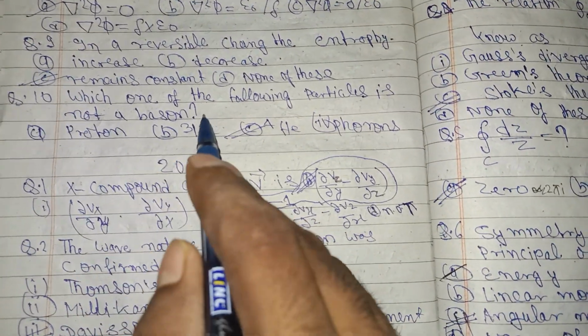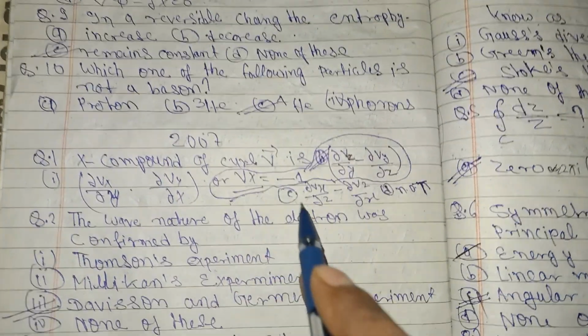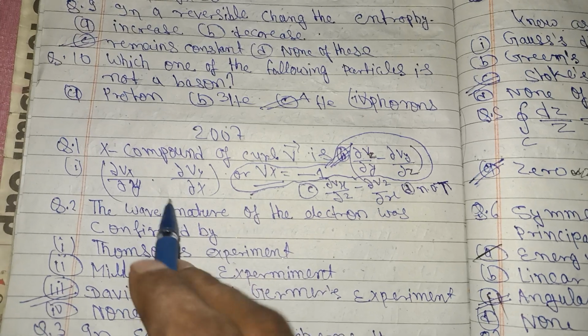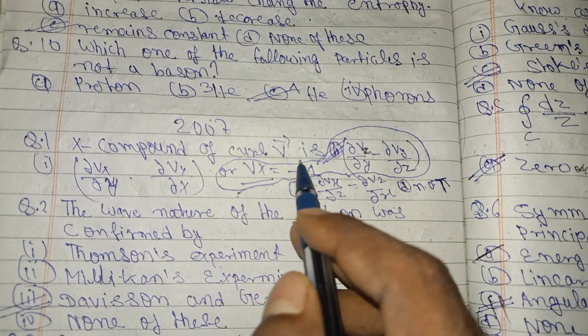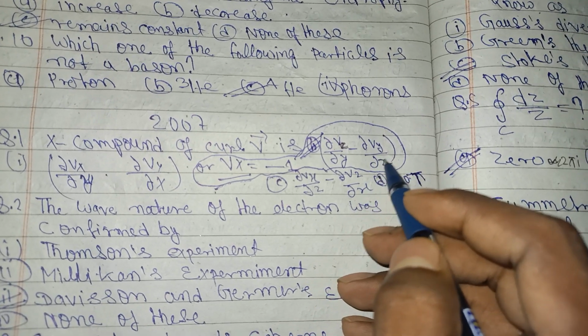And question number 9 is: in a reversible change the entropy remains constant. And question number 10: which one of the following particles is not a boson? So helium 4. So 2007 is here. The x component of curl of V is del Vz by del y minus del Vy by del z.